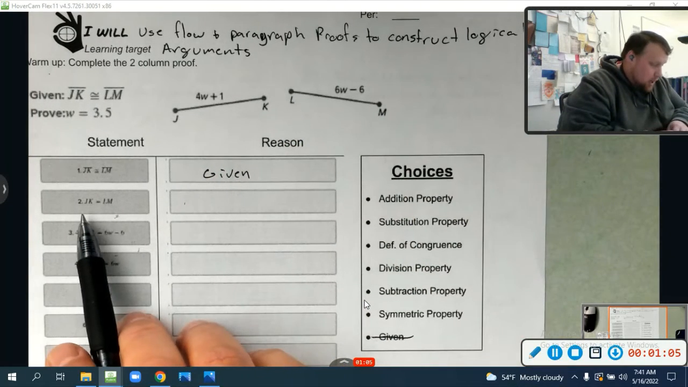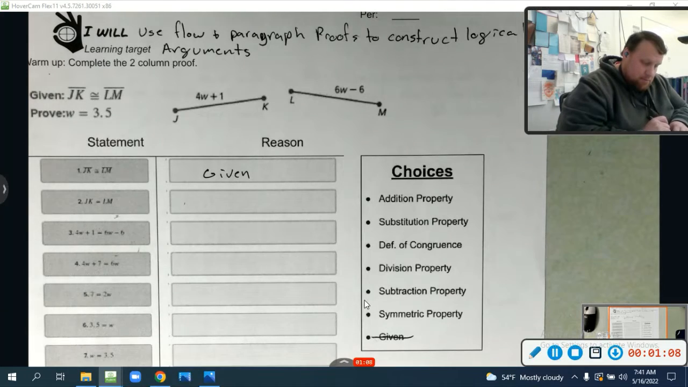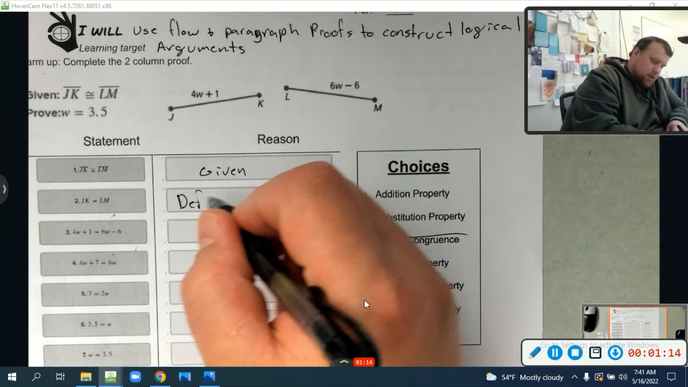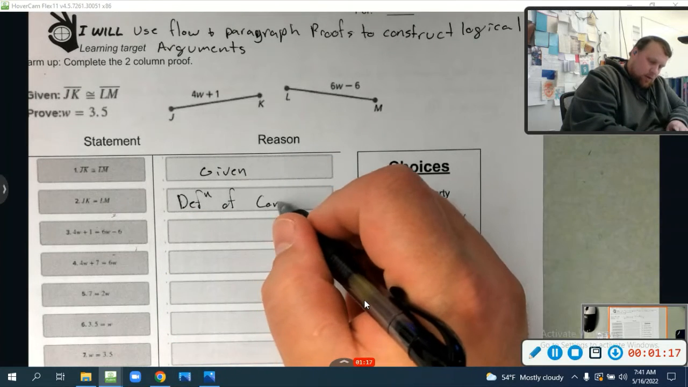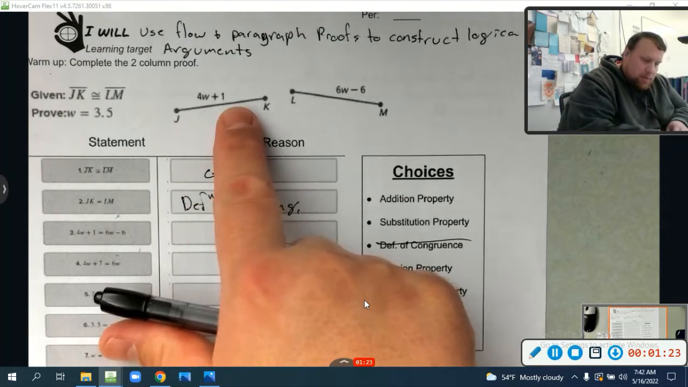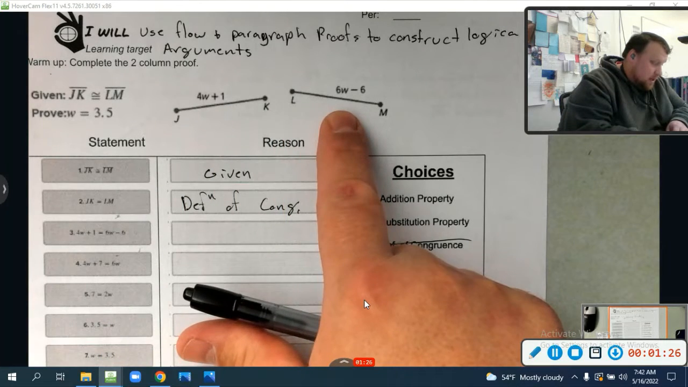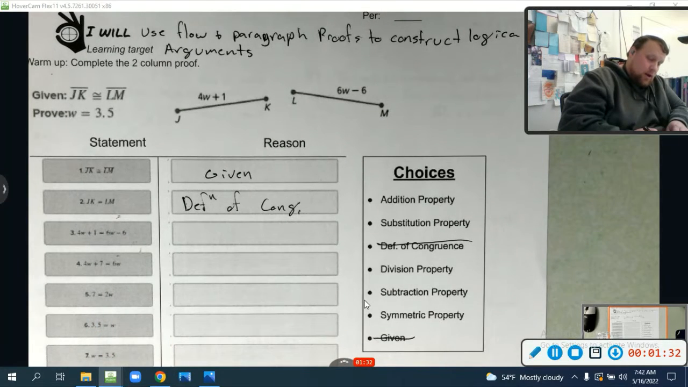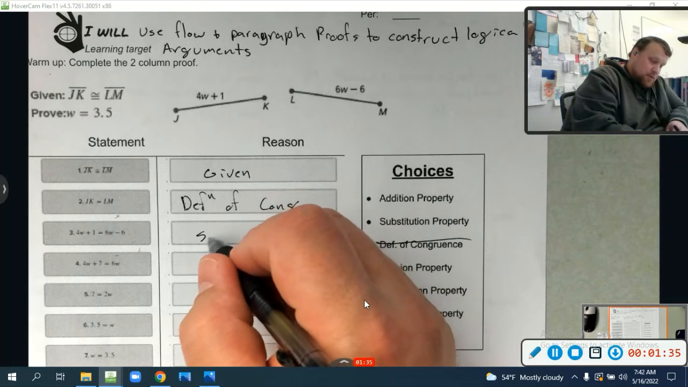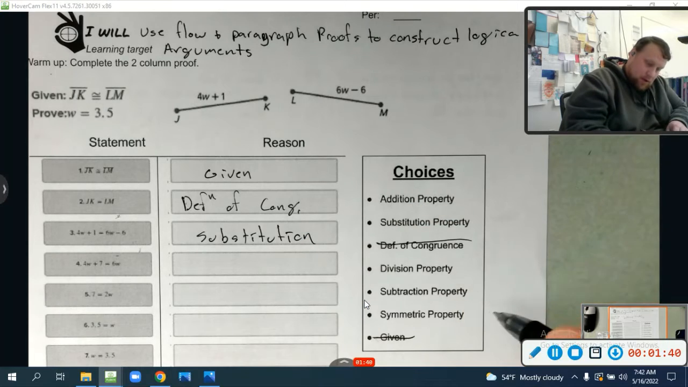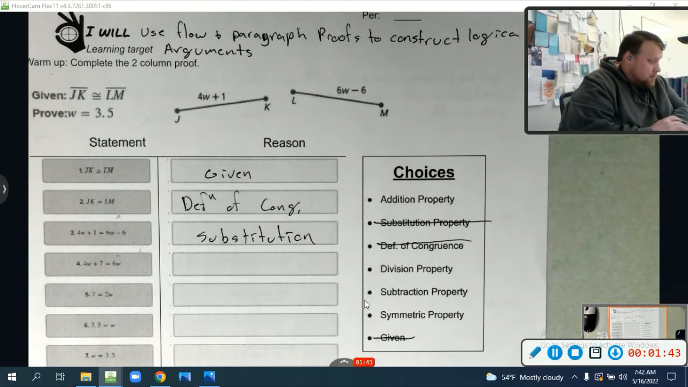And then it says JK equals LM. Well, that's what it means to be congruent. That's the definition of congruence, and I shorthand it, definition of congruence. Okay? And then we know that JK is 4W plus 1, and we know that LM is 6W minus 6. So we're going to substitute in those equations for the line segments, right? So this is substitution, or the substitution property. I'm just going to write substitution.